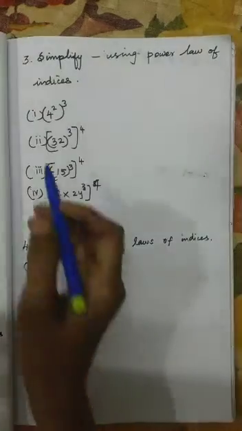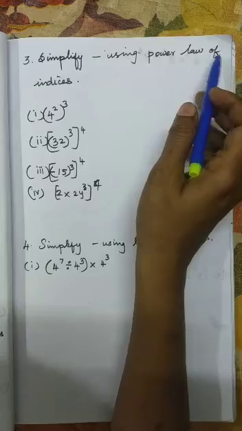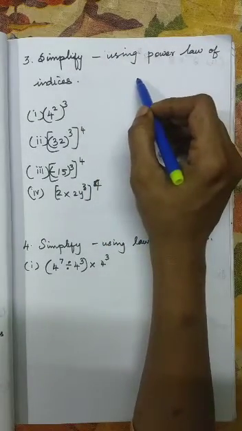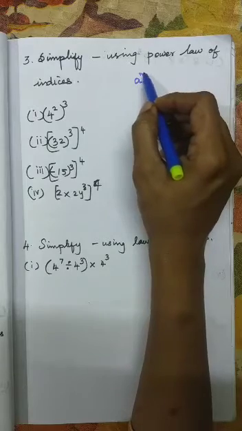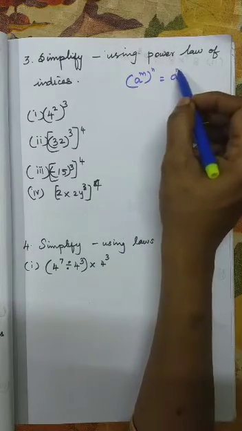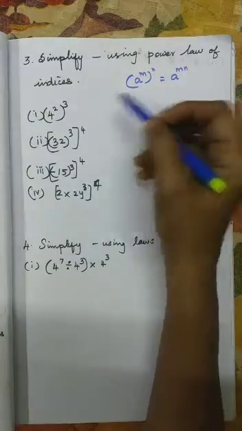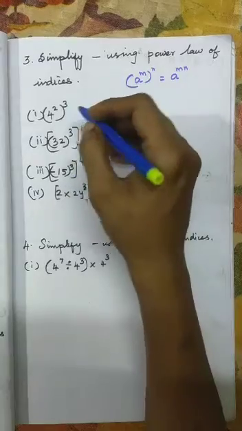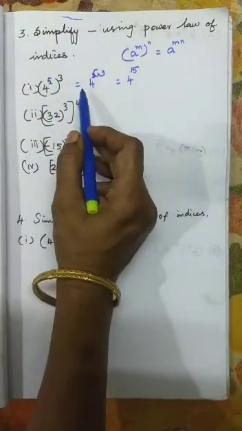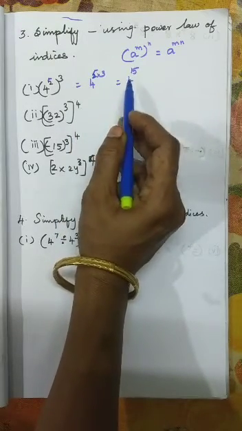Okay. Third question. Simplify using power law of indices. Here the power law is, yes, a power m the whole power n equal to a power m into n. Okay. Using this formula, we are going to do these all sums. 4 power 5 the whole cube is equal to 4 power 5 into 3 equal to 4 power 15.